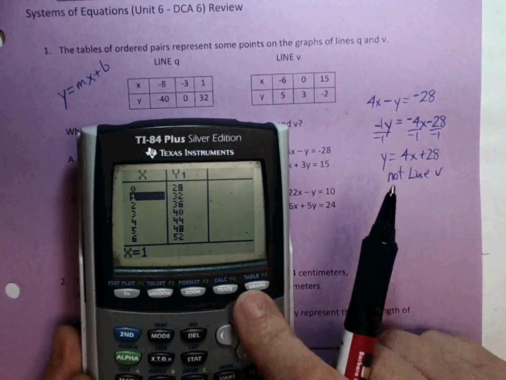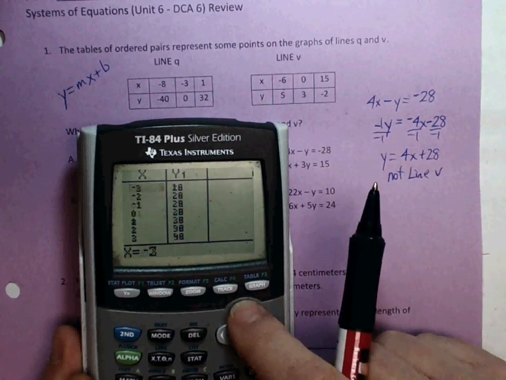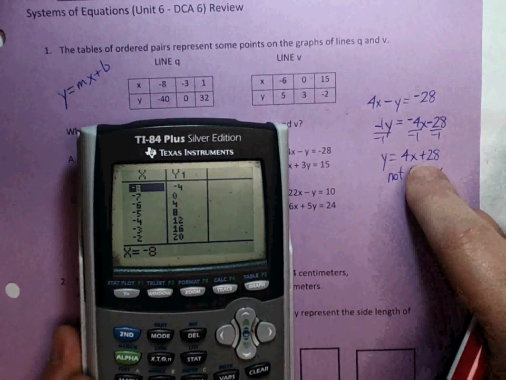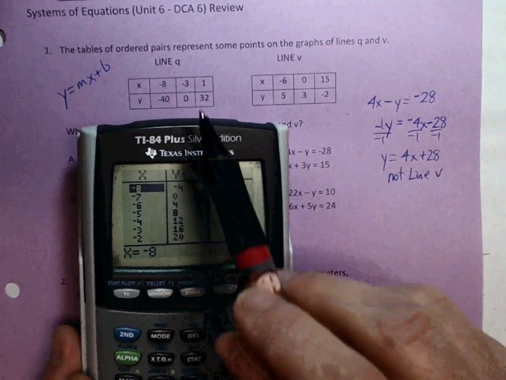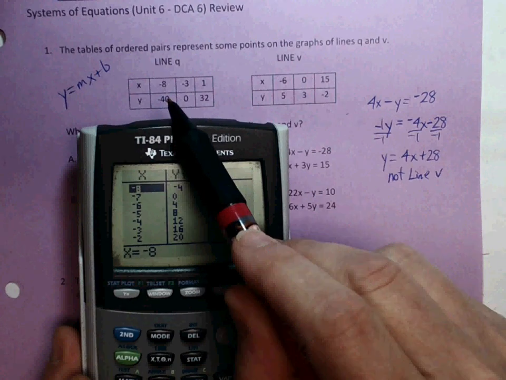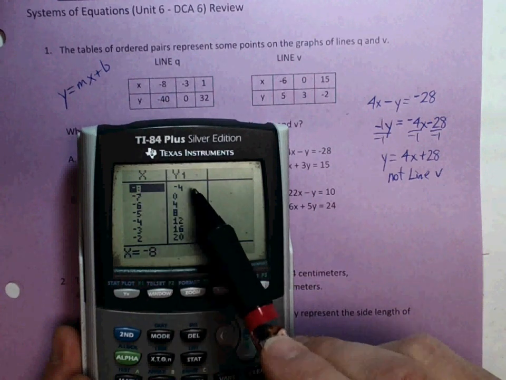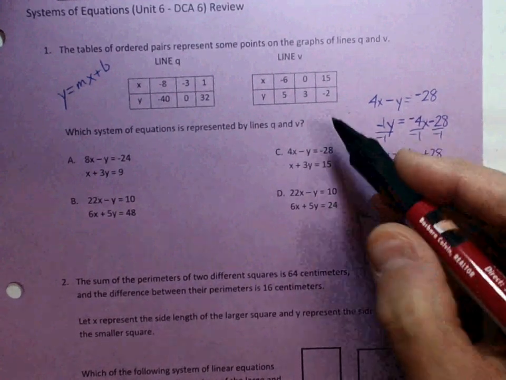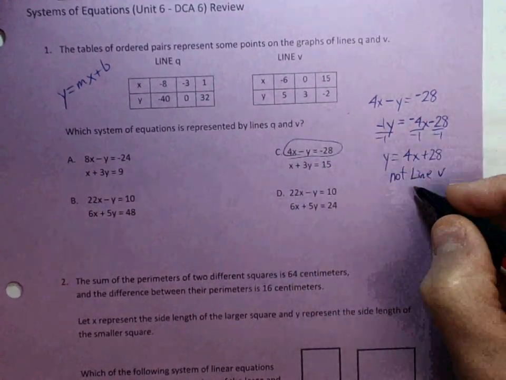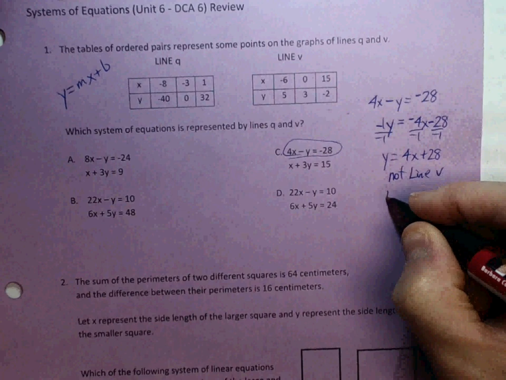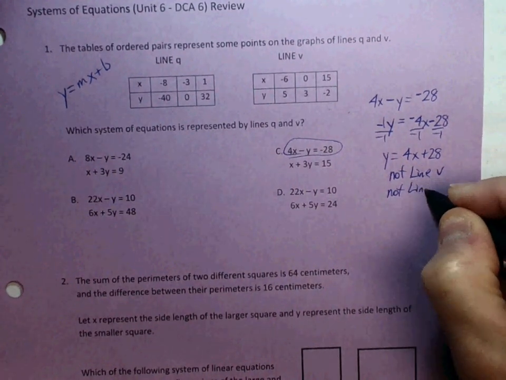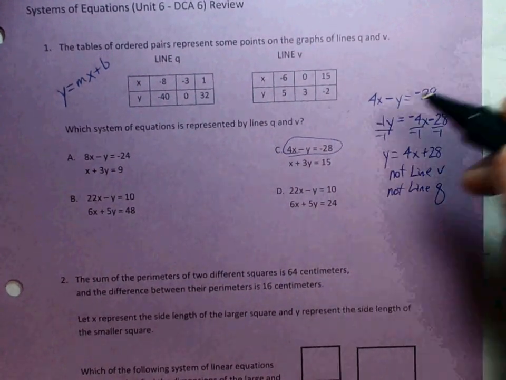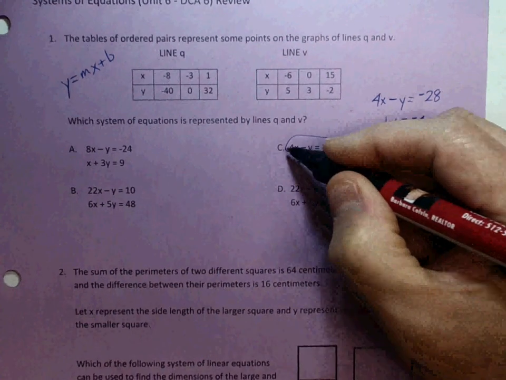Does it have the other ones? It really doesn't matter because this one has to work. It doesn't. So see, this is negative 8, negative 40. This is negative 8, negative 4. All right, so I'm just going to stop on C because this equation is not line B, it's not line Q, and it has to be one of the two in order for it to be the answer.